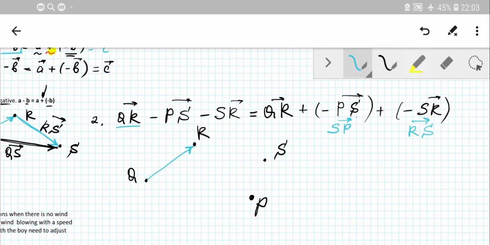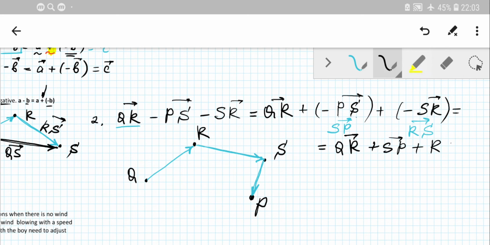Okay, now let's draw all those vectors. First, SP, it's here, and RS, well, they actually go in a pretty nice manner. Okay, RS and SP. Yeah. So how to find the resultant? What's the equation we have? Sorry, not equation, but rearranged expression. So we can continue that and say, okay, we've got QR plus SP and plus RS.